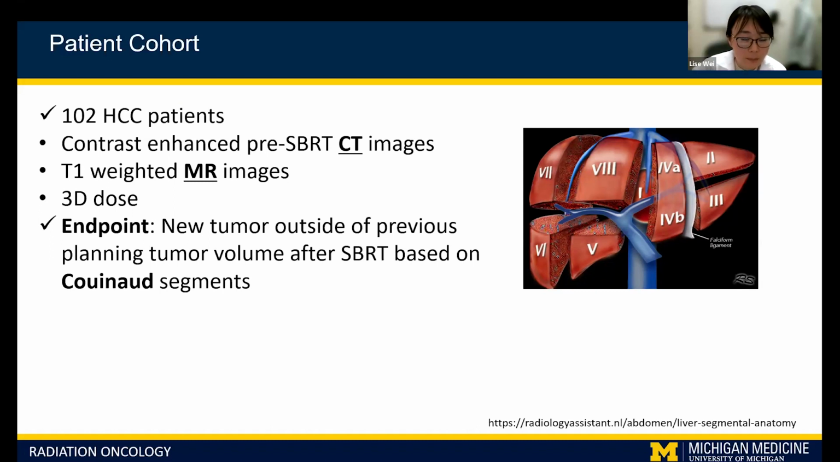The Couinaud segmentation is mainly used in liver surgery, based on these voxels. It segments the liver into 8 parts. So we will use this concept here to predict which segment the lesions end up recurring in.